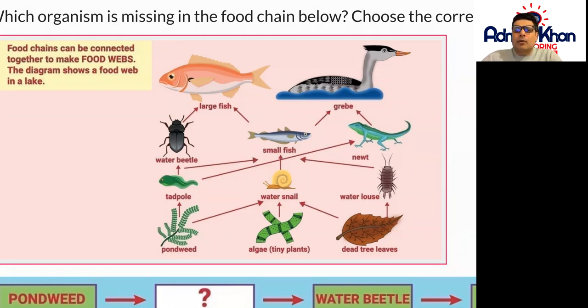So tadpole, water snail, and water louse will only feed on tiny plants, whereas a water beetle and a small fish will feed on insects, and a newt will also feed on insects. And then finally, at the end of our food chain, we've got the large fish and the grebe that will feed on the smaller fish, the newt and the water beetle. So that's how the food chain works.